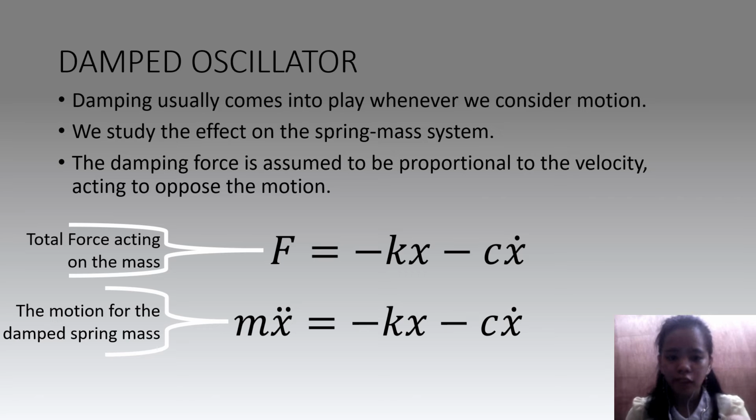So, damped oscillators. Damping usually comes into play whenever we consider real motion. We study the effect on a spring-mass system. The damping force is assumed to be proportional to the velocity, acting to oppose the motion. So the total force acting on the mass is F equals negative kx minus cx-dot. The equation of motion for the damped spring-mass system is m x-double-dot equals negative kx minus cx-dot.